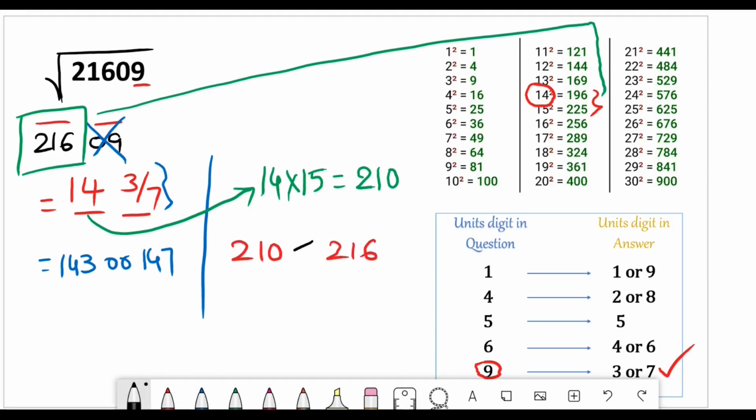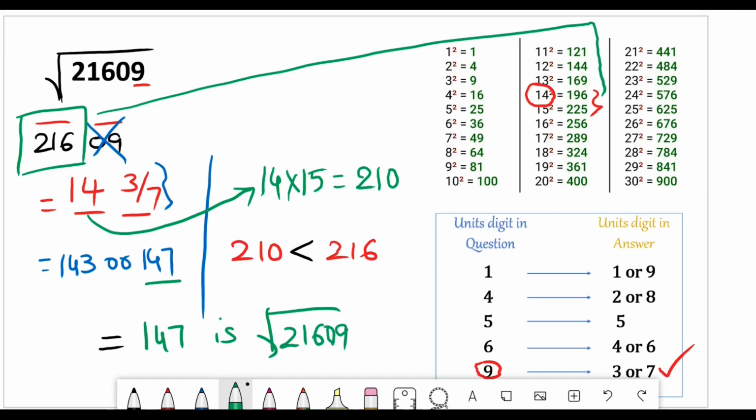210 is surely less than 216. Hence the answer will be the bigger number. What is the bigger number? That is 147. So 147 is the square root of 21,609. In this way, we can find the square root of 4-digit and 5-digit perfect squares. In all these 3 examples, the last digit is only 9 itself.